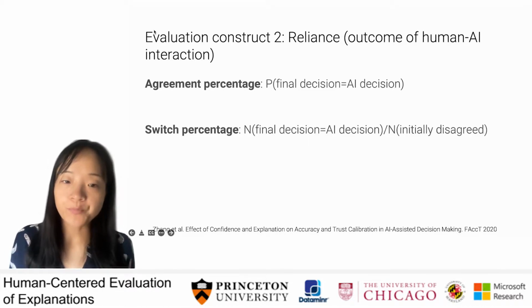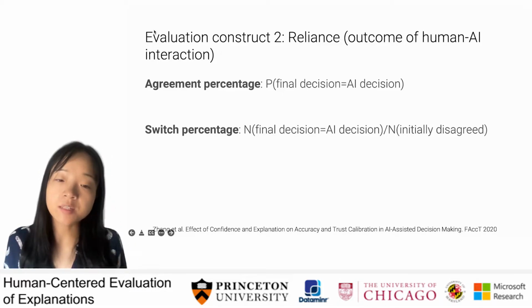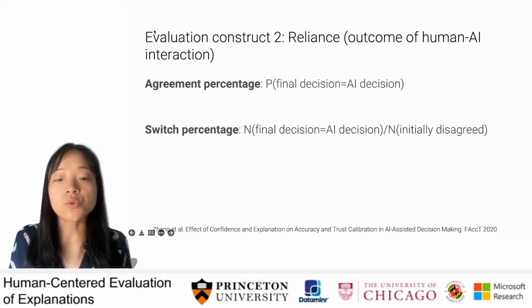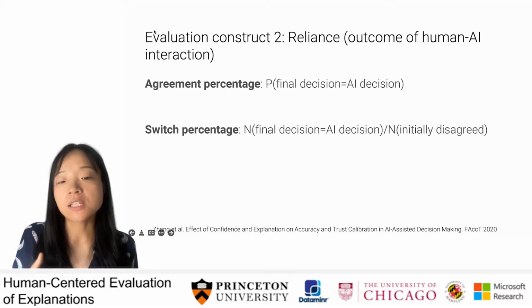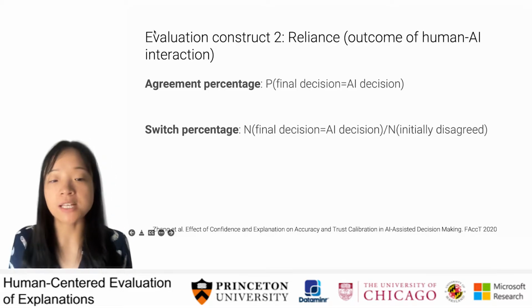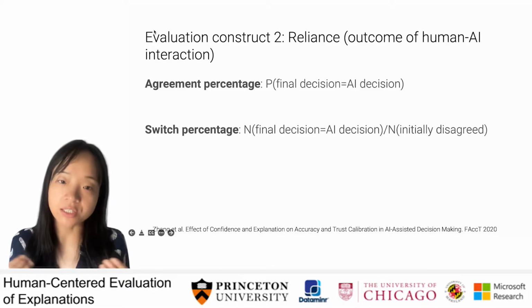In another workflow, the human first gives their own judgment and then sees the AI's prediction. In this case, you can more precisely measure the switch percentage by looking at the percentage of switching to the AI's prediction for cases where the human and the AI initially disagree.